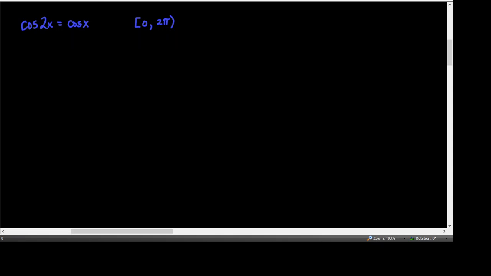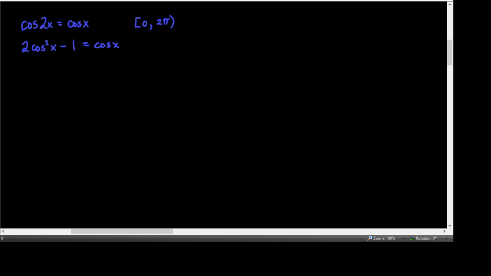Which one would be the best for this situation? Well, because there's a cosine of x on the other side, we'd really like for our identity to take cosine of 2x into being cosine of x. So looking at those 3 identities, the one that's going to serve our purpose is the one that is 2 cosine squared x minus 1. That's the one we're going to want to use.